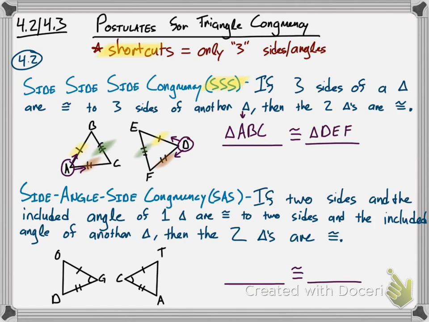Now, we could switch these around. Let's say we chose to do CAB for our first. Then the order of our second one would also switch around. We would have FDE. So both of these statements are the same statement, however, the order is just switched around a little bit. Okay?